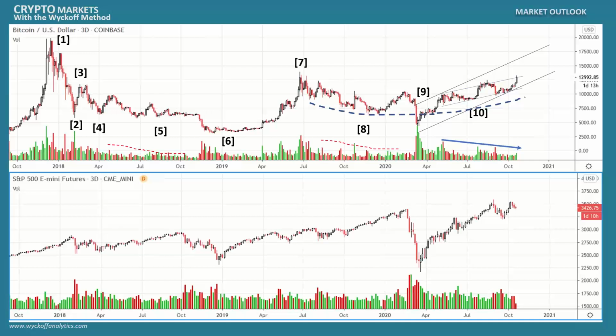So today, I would like to start our analysis with these two long-term charts. Let's focus on Bitcoin, 3 days time frame. We have discussed this multi-year accumulation structure many times, and I'm sure that all of the students of the crypto trading course that we had in July at Wyckoff Analytics will remember this structure and all the Wyckoff events that we have discussed. So let's quickly review the main concepts.